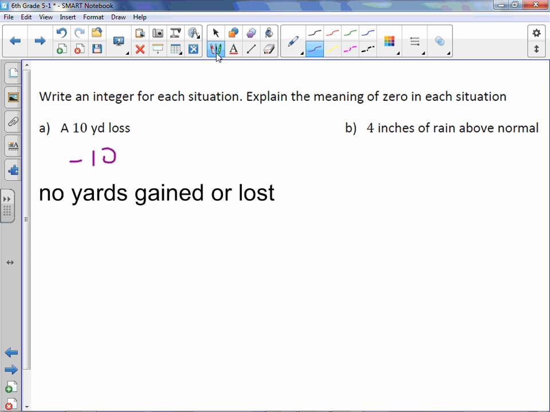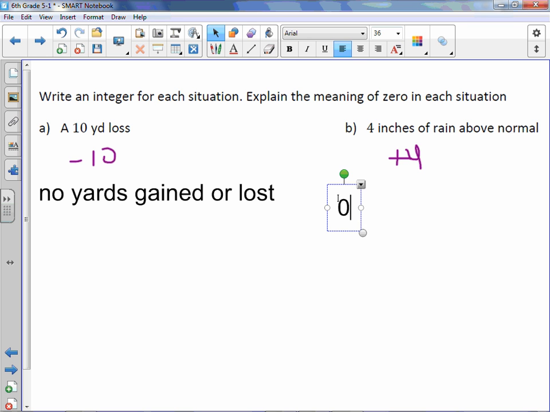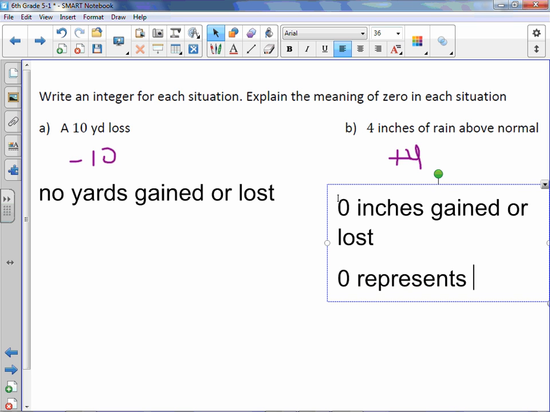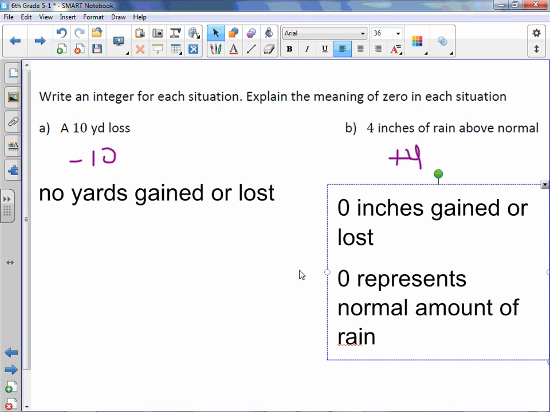Letter B, 4 inches of rain above normal. Above normal would be +4, or simply 4. And 0 inches of rain would represent 0 inches gained or lost. Or in other words, you could also say 0 represents normal. And this would be a normal amount of rain. So either would be fine.